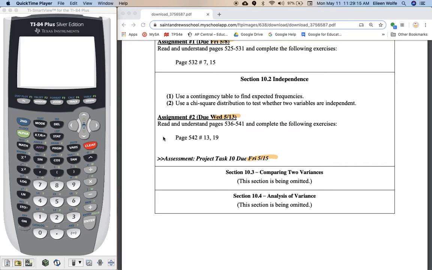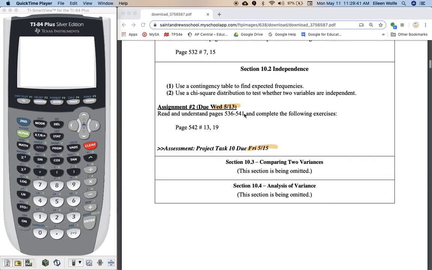It's on something called the chi-square test of independence. There's two objectives. First, you have to learn how to use the contingency table that comes with the problem to find expected frequencies, and then you have to run a chi-square test to establish whether or not two variables are independent. And the two variables in this situation we're talking about, big ideas, are categorical variables.